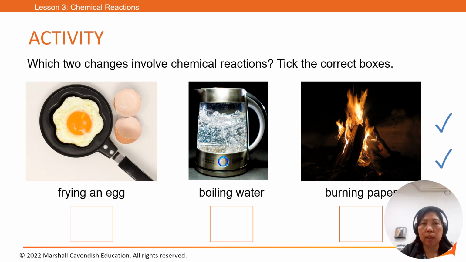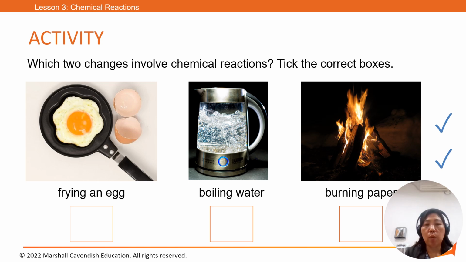Now, which two changes involve chemical reactions? Tick the correct boxes. So you can see in the first picture there is an egg which we fry. We fry the egg and then it turns into a sunny side up egg, from liquid to solid. And then the next one is boiling water. When you boil water, the water creates bubbles, and in turn, it will change to water vapor.